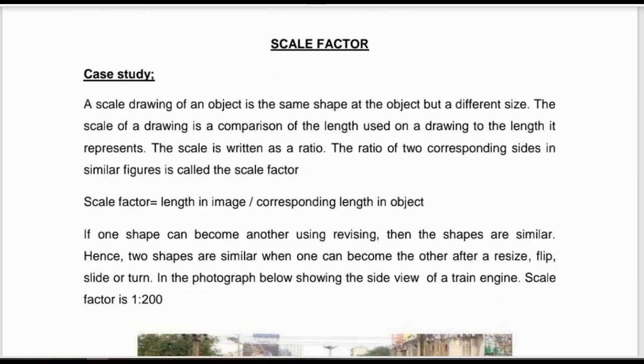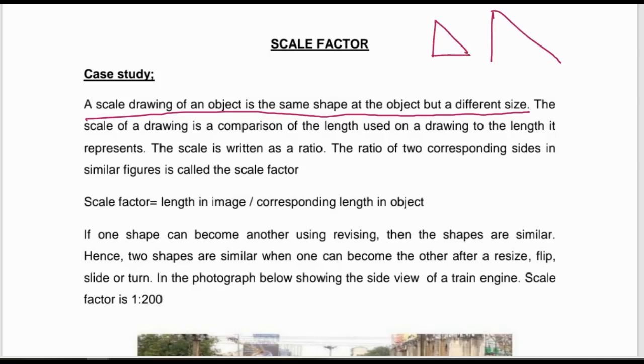Okay, moving on, the next question is scale factor. What is meant by the scale factor? For finding the scale factor, we have case study questions like this. The scale drawing of an object is the same shape as the object but a different size. The object shape will be the same but the size will be different. Here the shape of the triangle is the same for both, but the size is different.